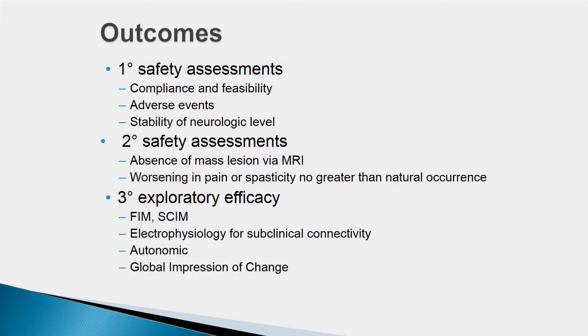And then we're also looking at several exploratory measures, and those are functional independence measures for disability in general and for spinal cord injury specifically, looking at electrophysiology measures of subclinical connections, looking at autonomic changes, and then a global impression of change of each person's perception.